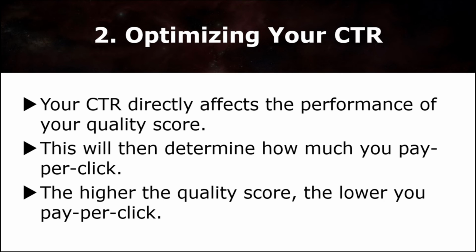Second is optimizing your click-through rate, or CTR. Your CTR directly affects the performance of your quality score, which is the relevance of your campaign. This will then determine how much you pay per click. The higher the quality score, the lower you pay per click. Therefore, to optimize your CTR, test run different AdWords campaigns to see which version gets the most clicks.